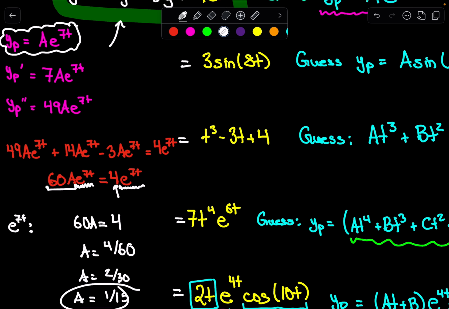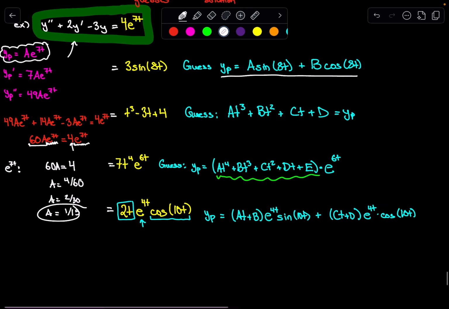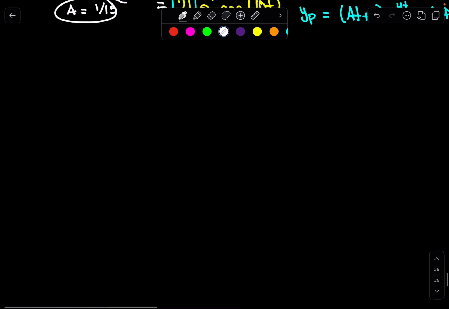Now that's a pretty easy one. It reminds us a lot of our homogeneous approach. So let's do one that's a little less simple. Let's do the a sine of 8t and b cosine of 8t approach, right? So let's rewrite this differential equation. As an example, we'll do y double prime plus, what was I using before? 2y prime minus 3y is equal to, and now we're going to make one up.